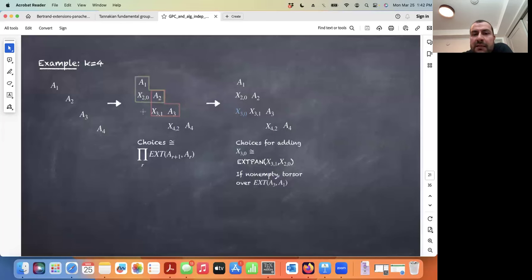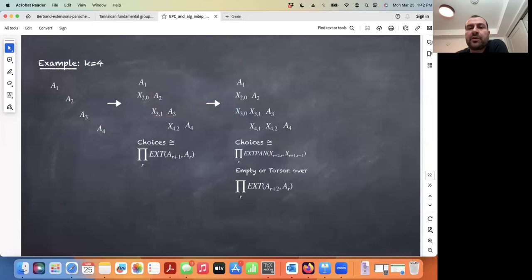The choices are canonically in one-to-one correspondence with the set X, span of x3 1 by x2 0. And if it's non-empty, then it will be a torsor in a categorical sense, a torsor over X, A3, A1. This is for that entry. And then what about this one?